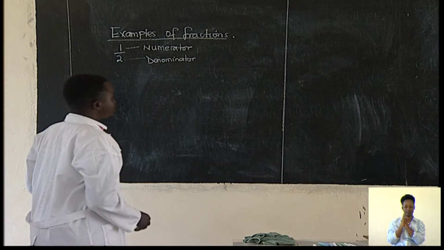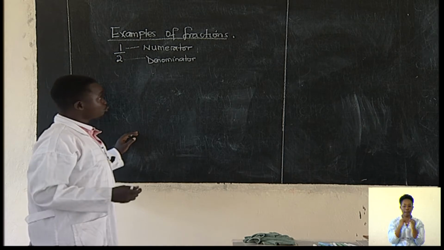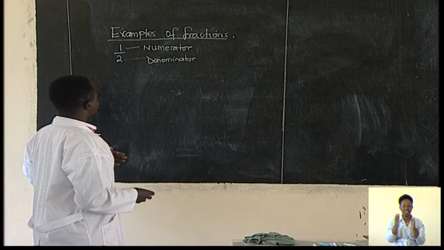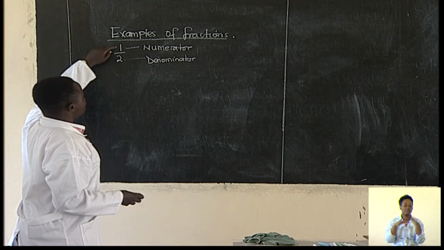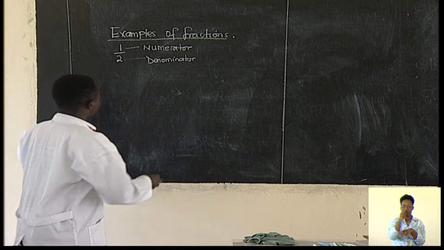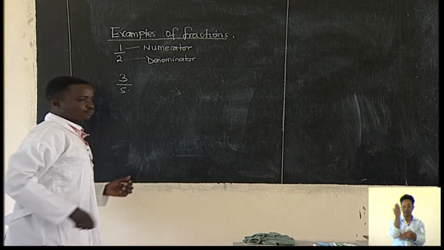A fraction shows the relationship between two variables or quantities. And how do you read this? It is read as 1 over 2. This is a fraction. You can even have 3 out of 5. This is also a fraction.